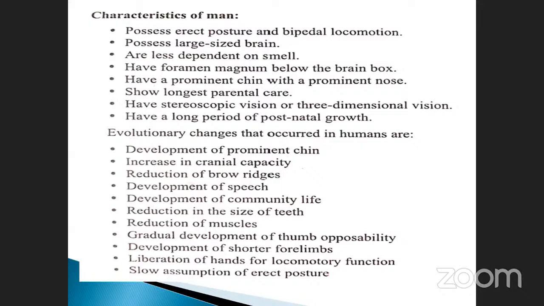Gradual development of thumb opposability. This is also very, very important. Thumb also. Development of shorter forelimbs. The fingers are also shorter compared to the animals. Liberation of hands from the locomotive function. Once upon a time, hanging on the trees, hands were used for the locomotive function. Slow assumption of the upright pose. These are all very, very important for the evolutionary changes that occur in the human being.